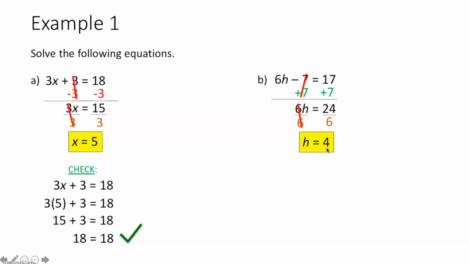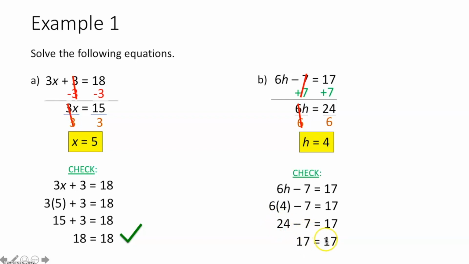Now, did we do it right? Let's check. We take our original equation. I'm going to plug in 4 for h. Now we simplify. So order of operations says parentheses first, nothing doing there. Exponents, nope. Multiplying or dividing. Yes, we can multiply these two, we get 24. And then adding or subtracting, 24 minus 7 is going to give us 17. So does 17 equal 17? Yes, we did it right.